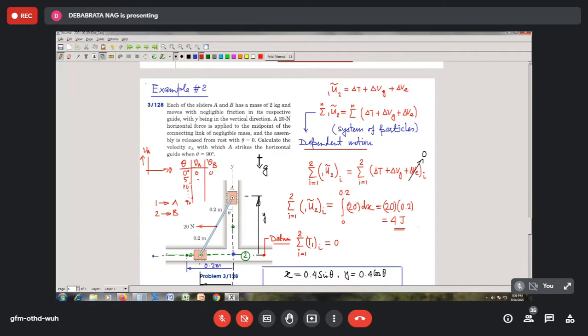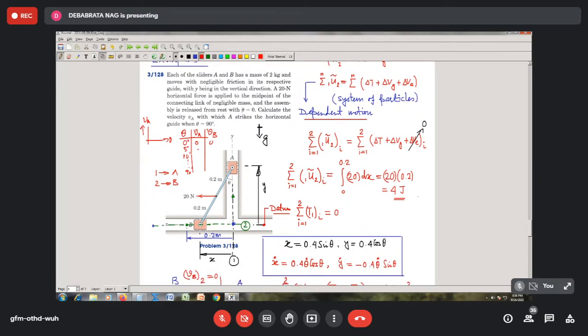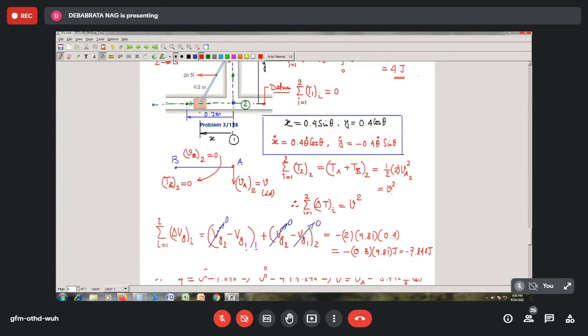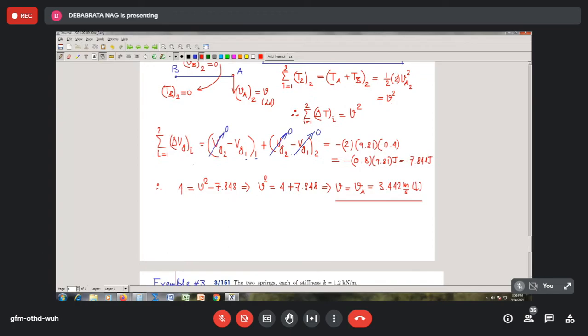Because if you look at this equation, x is equal to 0.4 sine theta and y is equal to 0.4 cos theta, which defines the positions of these two blocks, I can eliminate theta and set a relationship which we can write in this manner.